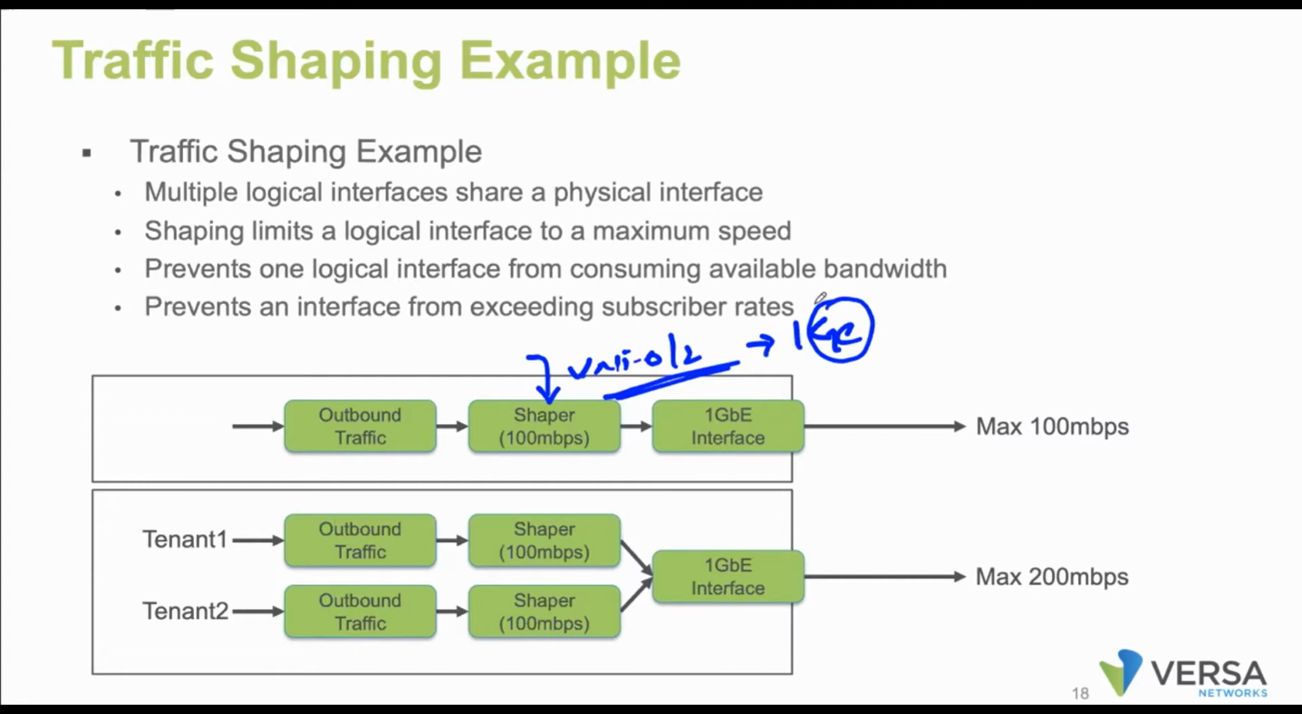This is a 1 gig port. So if I don't mention the shaper, what will happen? The complete traffic will be utilized by this interface. Now you wanted to rate limit it. How much is the maximum bandwidth this interface can consume?